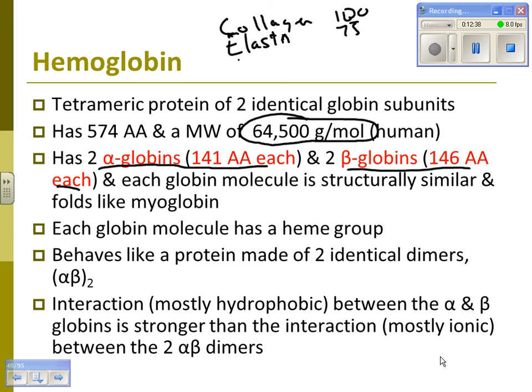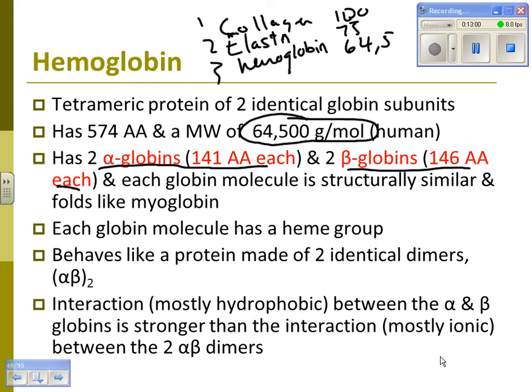and hemoglobin at 64,500. Then there's a huge gap, insulin, myoglobin, they're all super small. Keratin is so inconsistent, so it's not generally used. So I would know these as your big three as far as size goes.